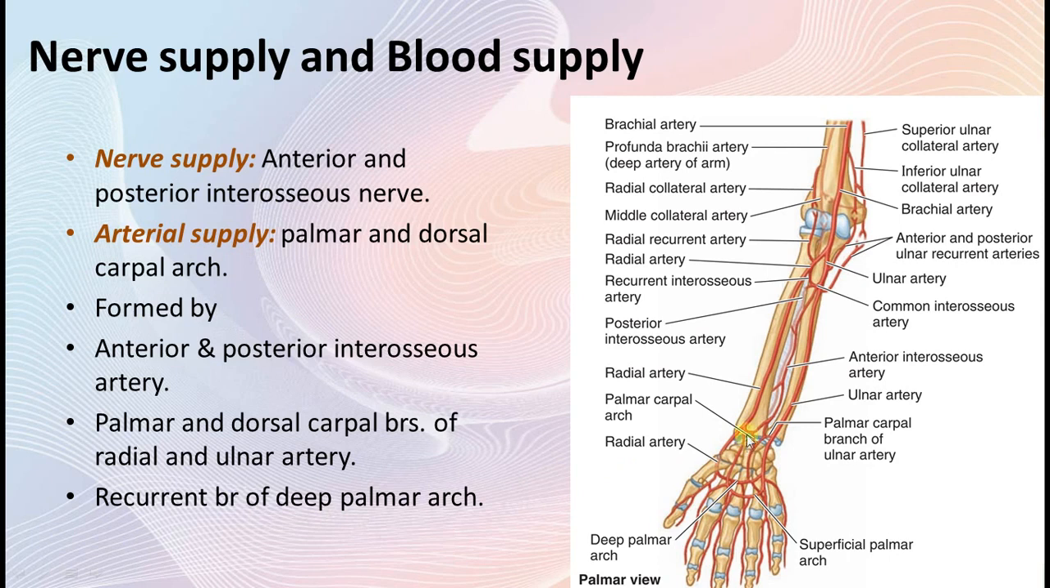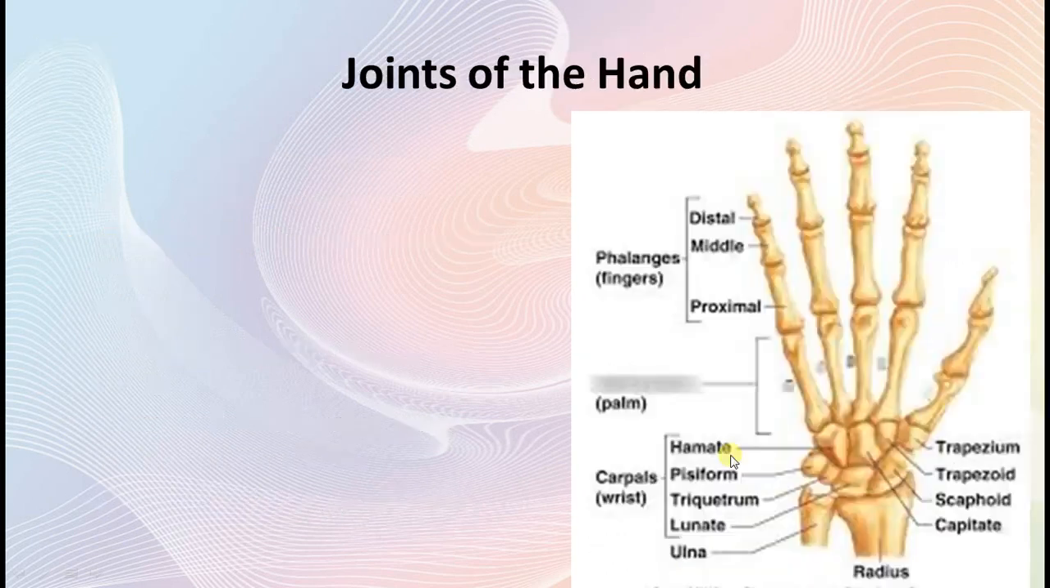So here you are able to see the arteries, the palmar carpal arch. The radial artery and ulnar artery will give a palmar carpal branch. Then the anterior interosseous artery, after giving a branch, will pierce the interosseous membrane and go posteriorly, taking part in the dorsal carpal arch. The deep palmar arch will again give a recurrent branch. So all this takes part in the anastomosis around the wrist joint.